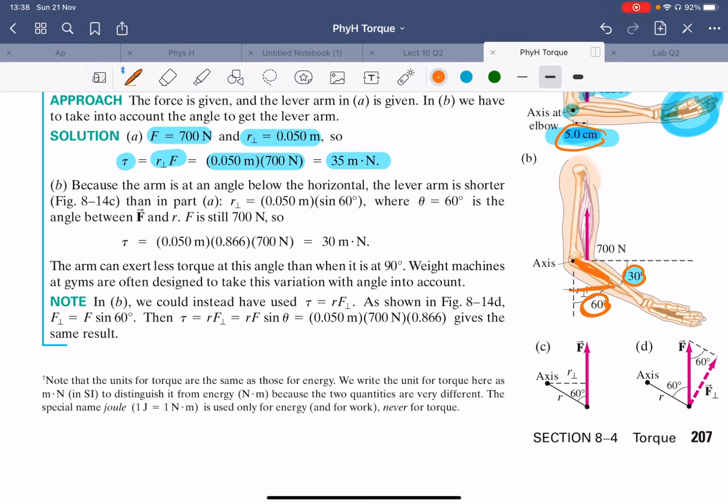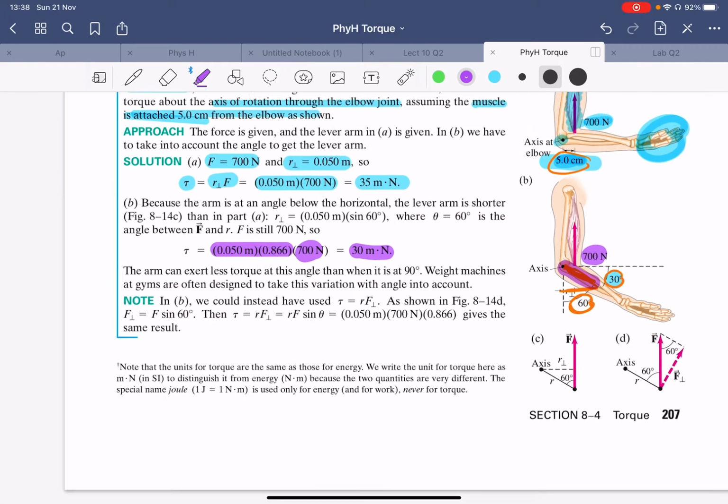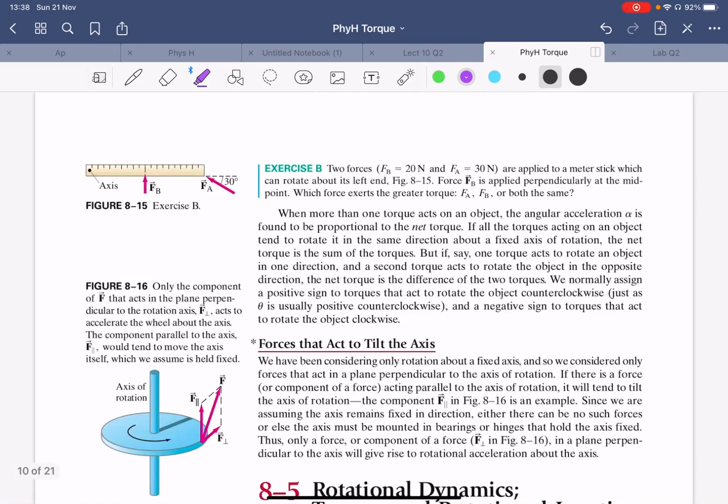If I know this is 5 and I want to find that, I will do sine of 60 to get this. So sine of 60 will get me this value here. So it's 0.05 times sine 60, times the force applied here. So you get 30 Newton meters, okay? All right, moving on.